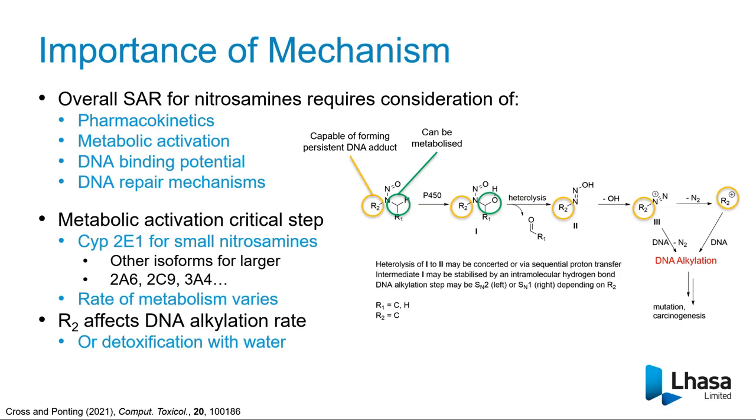As Bob's mentioned, a variety of metabolic enzymes are relevant for nitrosamines, CYP2E1 for the smallest, but the moment you move away from those tiny nitrosamines, CYP2E1 has a tiny active site. You start using a lot of other isoforms. R2 affects the rate of DNA alkylation and deactivation with water, but I'll mainly be talking about the impacts of changes in R1.